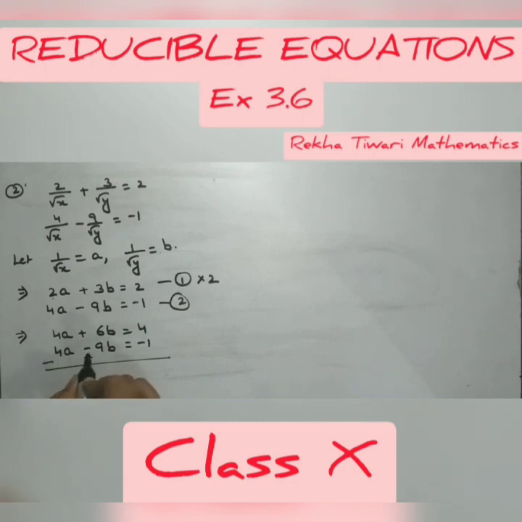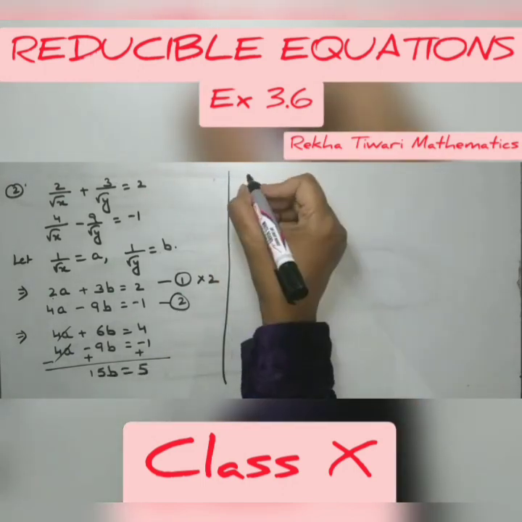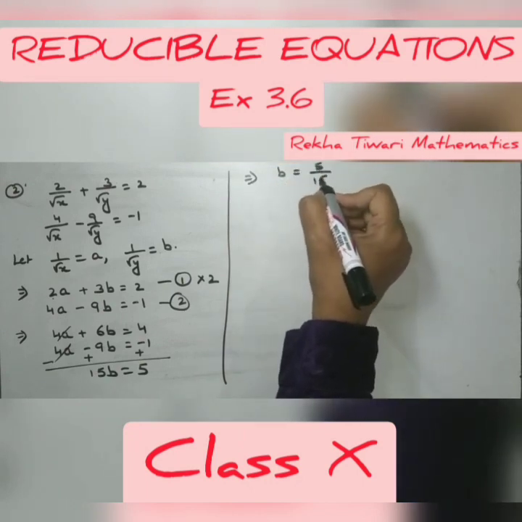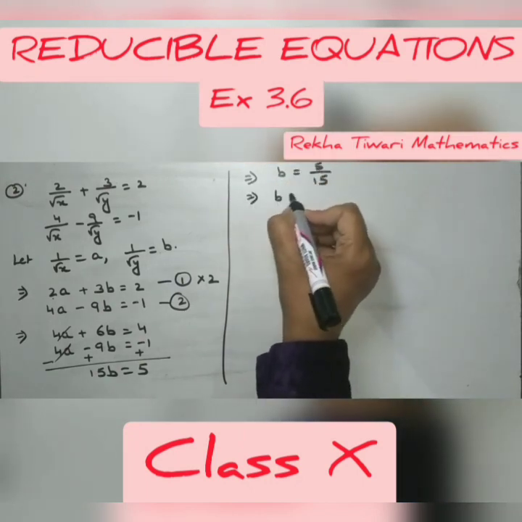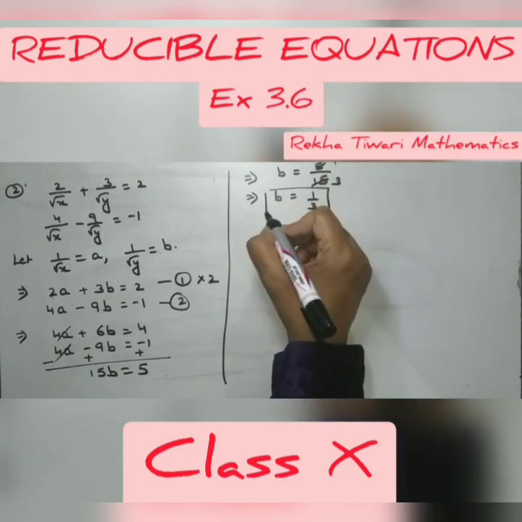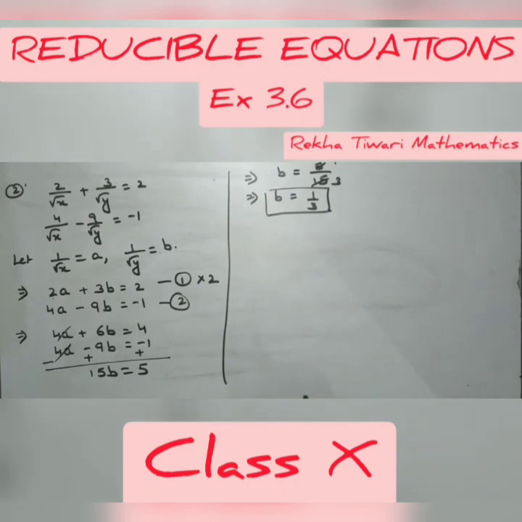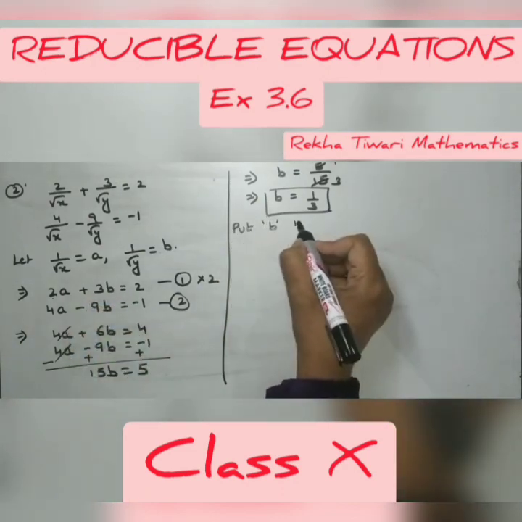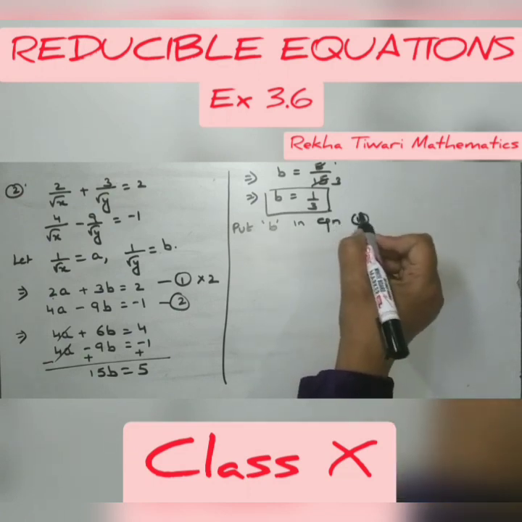Subtract these two equations, 4a minus 4a cancels. 9 plus 6, 15b is equal to 5. This implies b is equal to 5 by 15, which implies b is equal to 1 by 3. After getting b, put the value of b in either of these two equations. So put b in equation number 1.